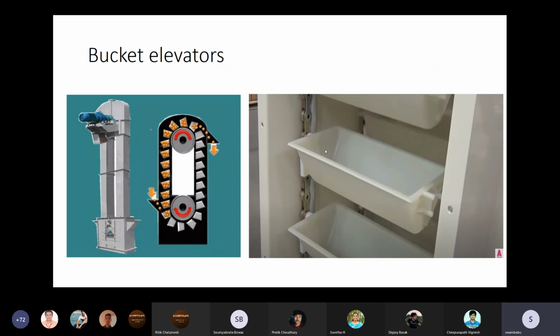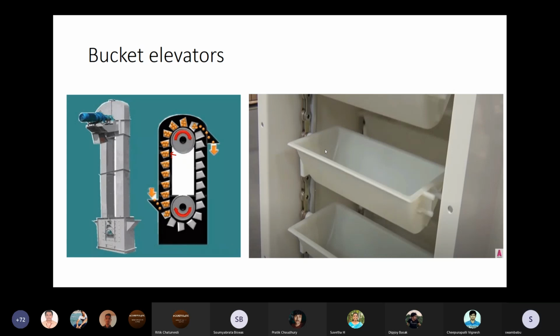Another type of continuous mechanical conveyor is bucket elevators. See, basically, there will be a continuous belt. This is a continuous belt, and to this belt, buckets are attached. Just like this, you can see small buckets are attached, and there's a chain. As the chain rotates, the buckets will move up and down.